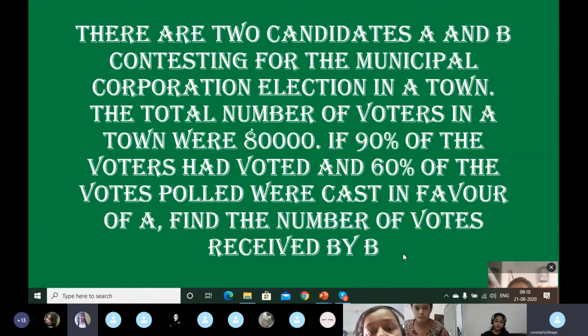Please first copy down the question or understand the question first. Then only I will move ahead. When you have read the question properly, then tell me, I will move ahead. There are two candidates, A and B.